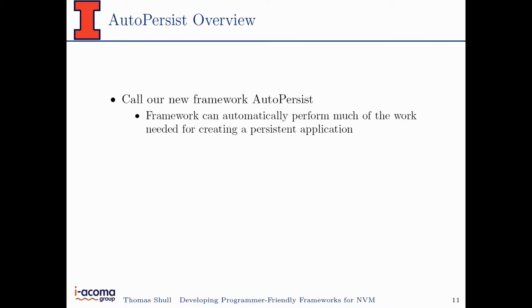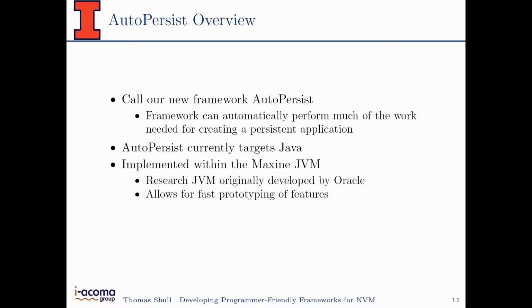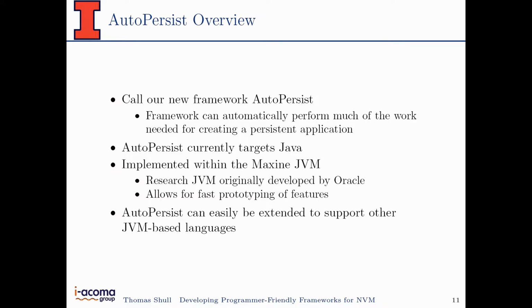So not exactly a clever name, but AutoPersist is currently targeting Java, and we implemented it within the Maxine JVM. It's a research JVM that allows for fast prototyping of features. For AutoPersist, we're adding a couple of annotations to the Java language, but most of the work is done at the JVM level, extending the semantics of the JVM bytecodes. Because of that, it could be easily extended to other JVM-based languages. You just need to make sure you have the proper annotations, but it should work okay.